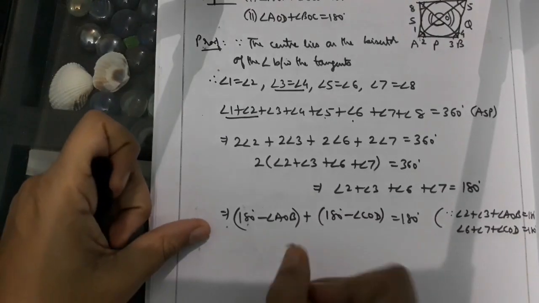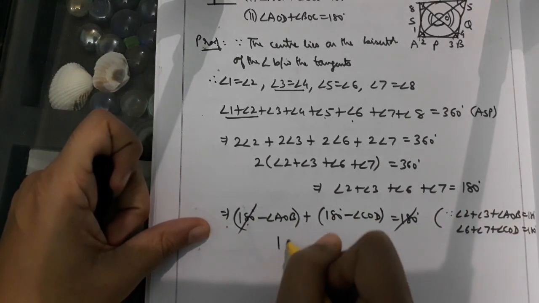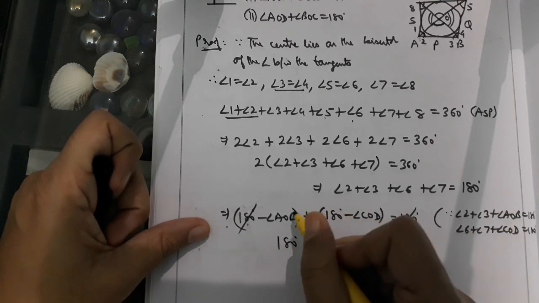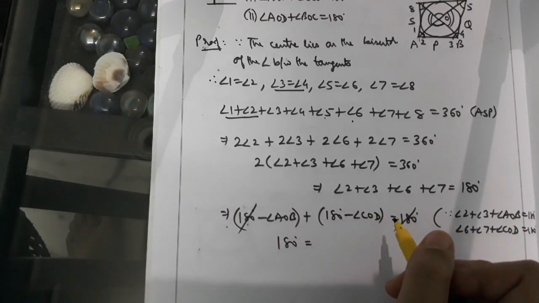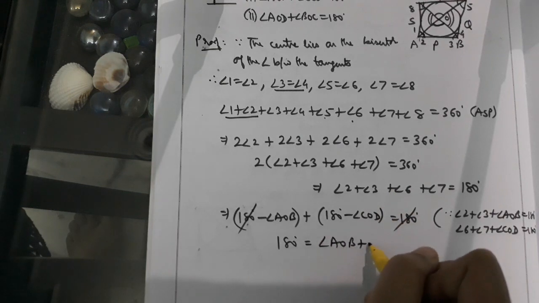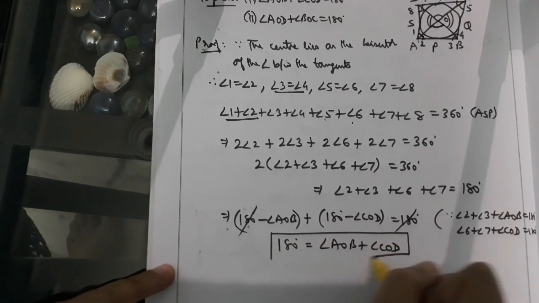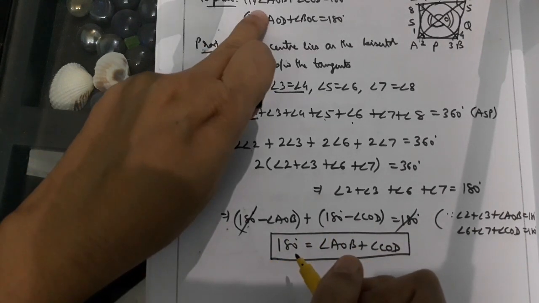Now let us simplify this further. So from here 180 and 180 get cancelled. So we obtain 180 degrees is equal to, we transpose these terms on the right hand side, so 180 degrees is equal to angle AOB plus angle COD. And this is what we had to prove in the first part.